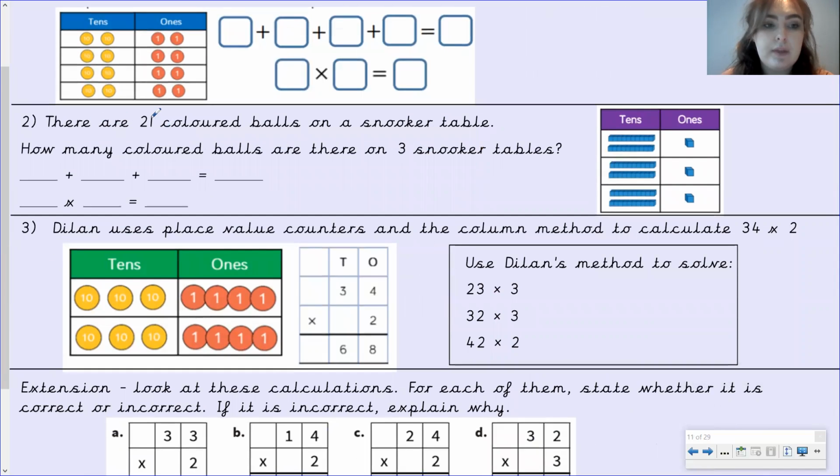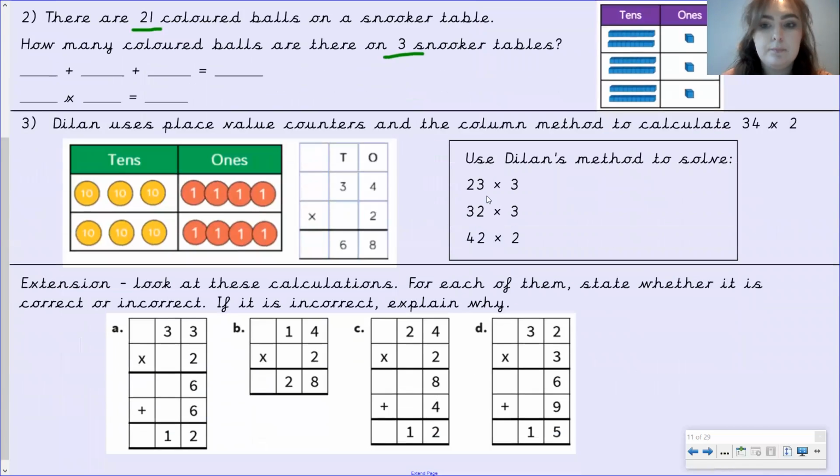Question number 2. There are 21 coloured balls on a snooker table. Now 21 is an important number, so we need to underline that. How many coloured balls are there on 3 snooker tables? So 21 and 3 are important numbers. And again, you've got the pictorial drawing here, and you need to write it as a repeated number addition sentence and then a multiplication sentence.